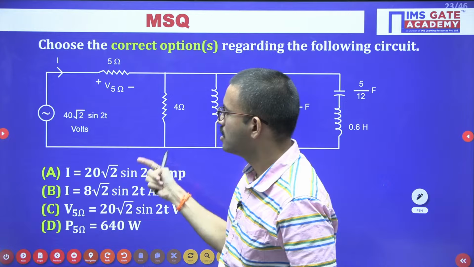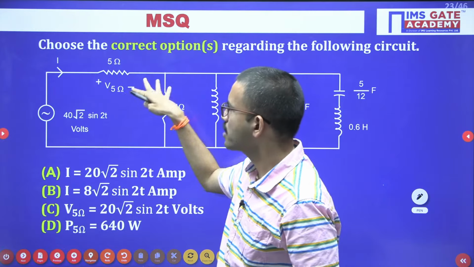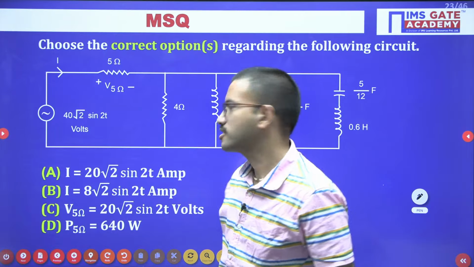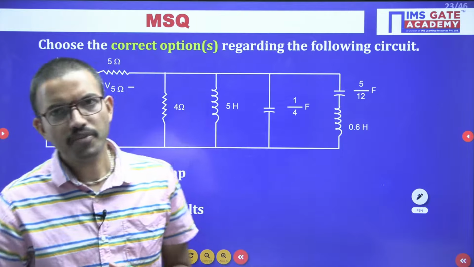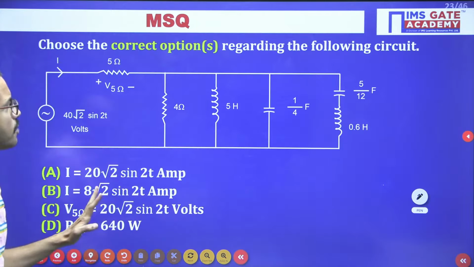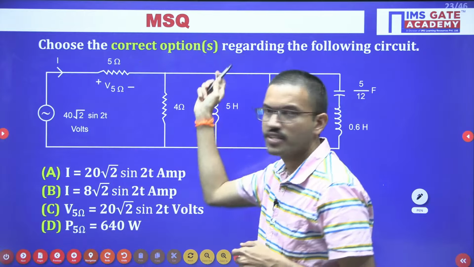So it is like calculating the current flowing in this particular branch, the voltage across this branch, and the power across this resistor. Here you are having four choices. Try to choose the correct one. Either one option can be correct or more than one option can be correct because the question is MSQ.